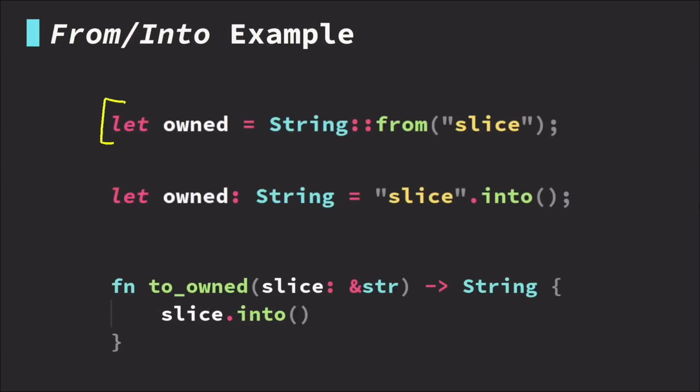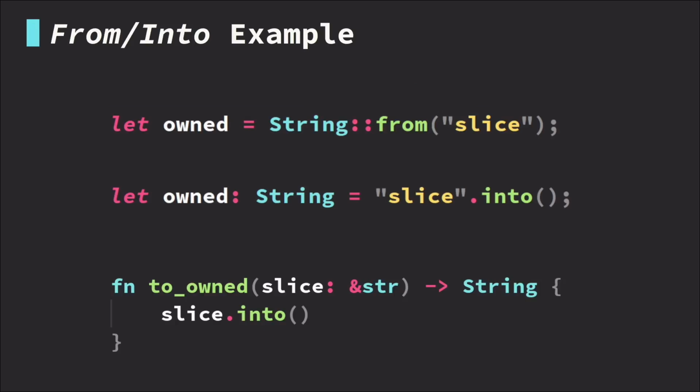In this first line here, we want to create an owned string. To do so, we'll use the String type, we'll use the path access operator, and then we'll use the from function that's defined on the From trait. We then pass in a string slice to the from function, and it will convert from this string slice to an owned string.